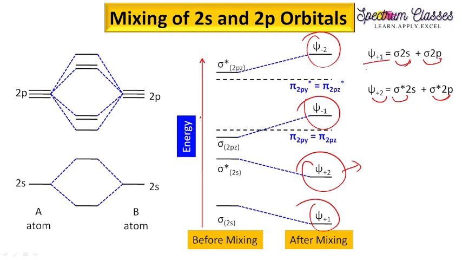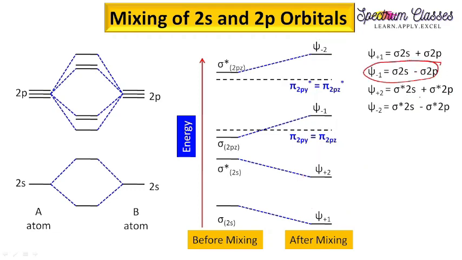Now coming to the psi minus 1. So what is that psi minus 1? If instead of a plus sign we have a minus sign, then here we have psi minus 1 and psi 2 minus star. So minus are antibonding. I explained it in molecular orbital theory in the first lecture. So these are of high energy and the probability of finding the electron is less as compared to the plus.